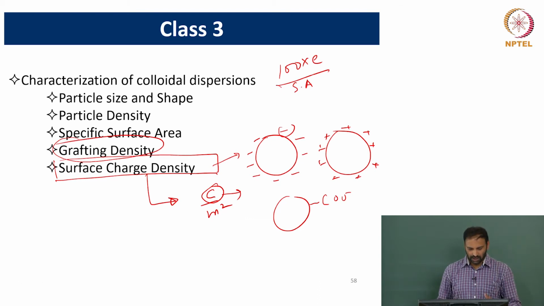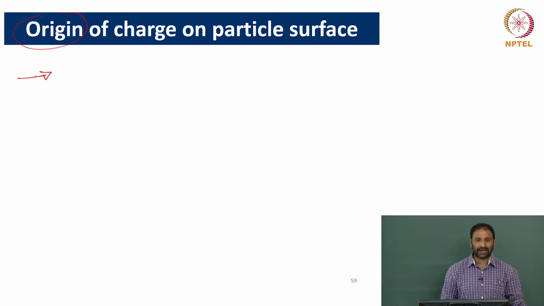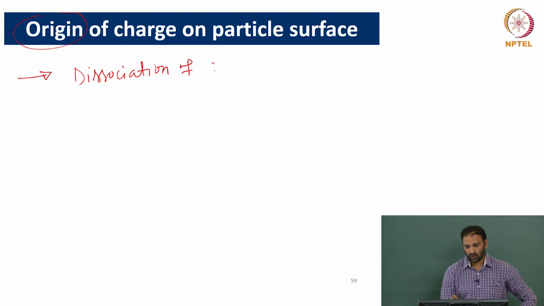Before we talk a little bit more about surface charge density, I'll tell you a little bit about the origin of surface charge. So where does this charge on the particle surface come from? There are different mechanisms by which the particles can get a charge. One is by what is called dissociation of surface groups.